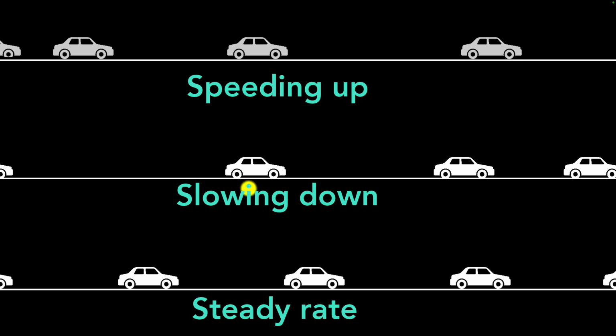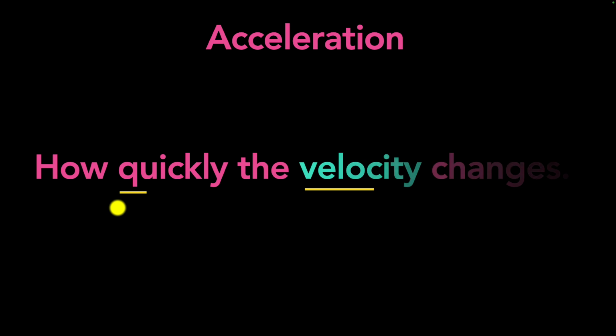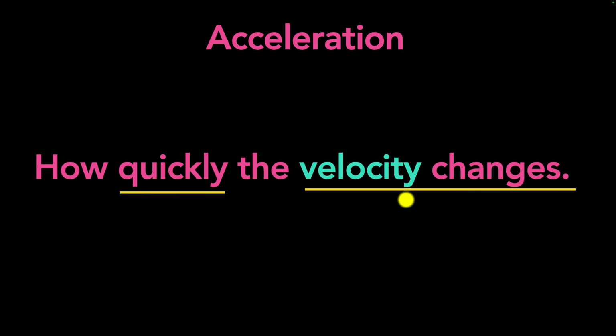Now, whenever an object is speeding up or slowing down, or in general, whenever an object's velocity changes, we say that object is accelerating. So in the first two cases, the car was accelerating, but in the last case, the car is not accelerating. But what exactly is acceleration? Well, we think of acceleration as a measure of how quickly the velocity changes.